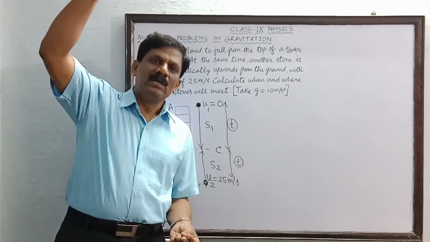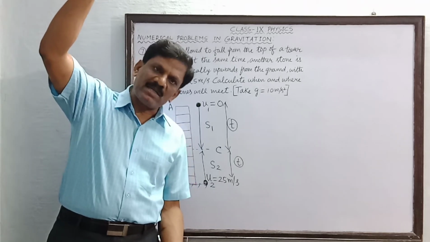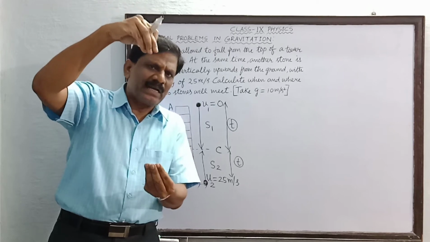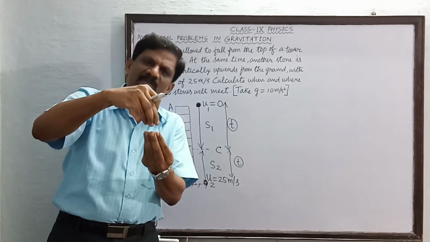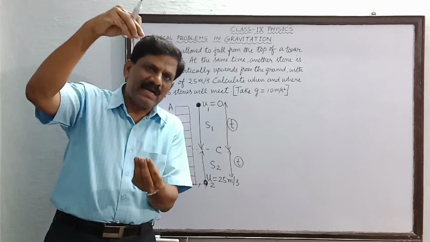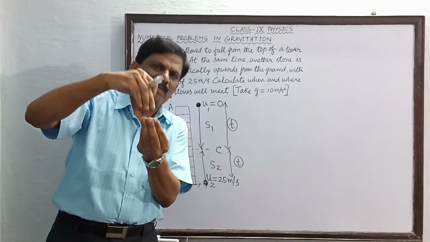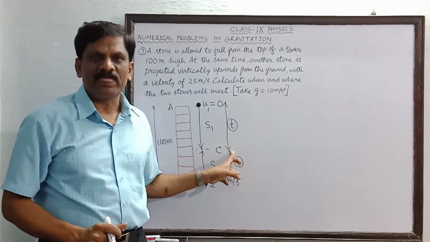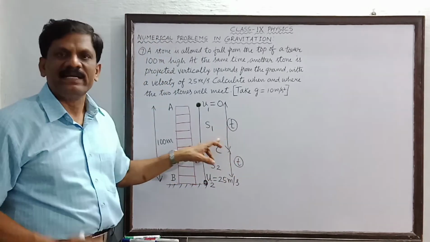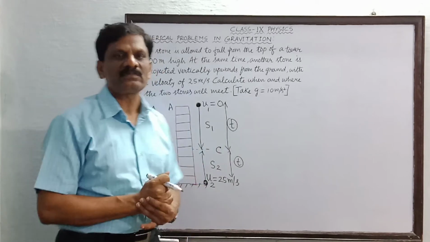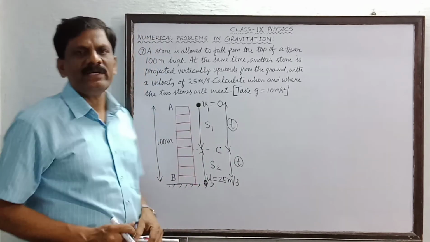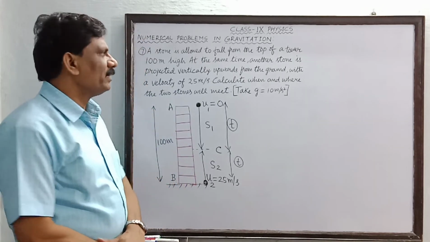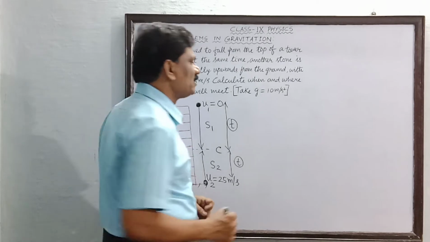See, when stone 1 and stone 2 both are starting simultaneously, means they are starting at the same time, one may be coming down very fast, the other one may be going up very slow. That is immaterial. But at the meeting point, the time taken by the first stone and the second stone to reach the point C will be the same. That is the important information you have to understand. Now, I am going to write two equations, one for each stone.